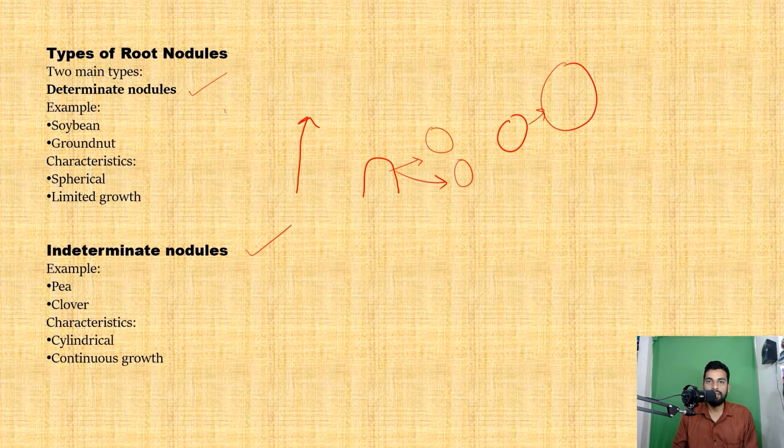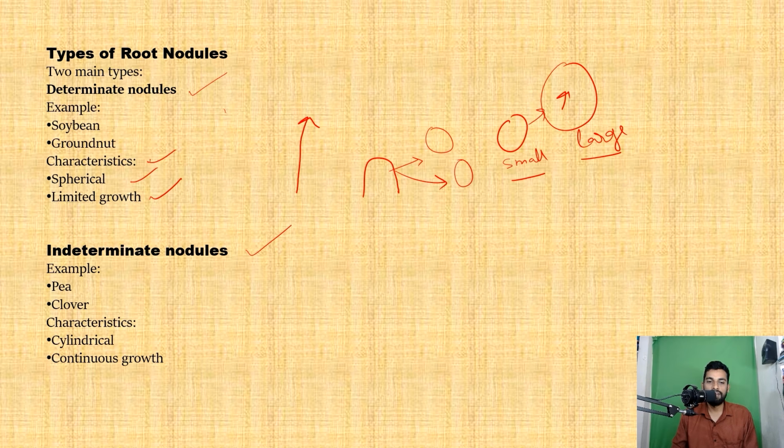So only cell elongation happens. Cells grow from small to large. There is no division, so growth happens by enlarging the cells. Now see the characteristics. They are spherical in shape. Growth is limited. Now let's come to indeterminate nodules.